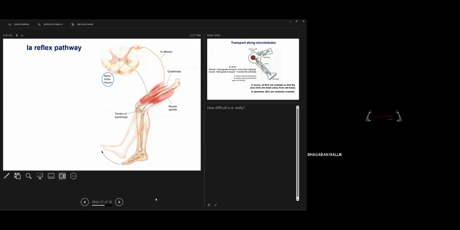Okay, so that is to show that this thing is really important. The communication between one neuron and other neurons is really important, and that happens because of the involvement of the motor proteins, the different types of motor protein like kinesin and dynein.